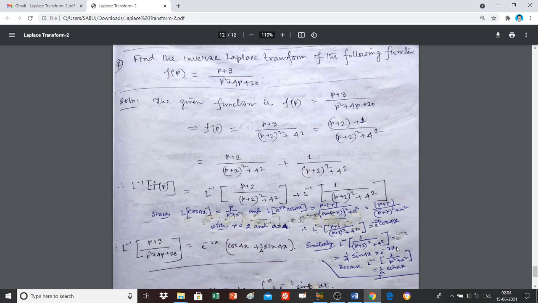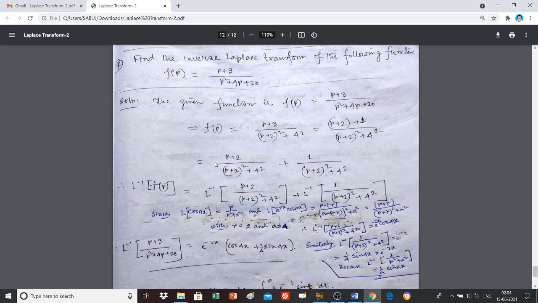Now go to the next one. Find the inverse Laplace transform of the following function F(p) equal to (p plus 3) by (p square plus 4p plus 20). The given function is F(p) equal to (p plus 3) by (p square plus 4p plus 20), and that can be written with the denominator as (p plus 2) whole square plus 4 square. You can write this in this way. That is equal to p plus 2, then plus 1, and the denominator is (p plus 2) whole square plus 4 square.